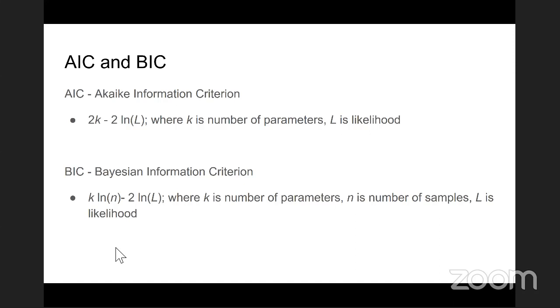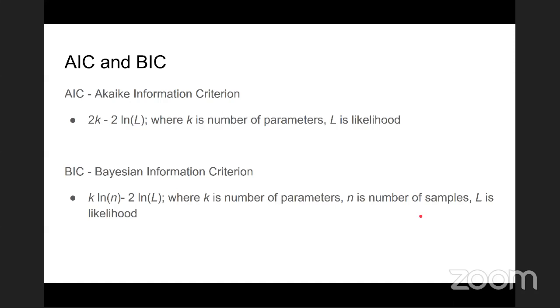There's just a slight change in the formula. So basically, what they look at is the likelihood. The model that gives you good likelihood is the one that has good information, and also it should use fewer parameters or fewer variables. So 2k, where k is your number of parameters, and minus log of L. The only change between AIC and BIC is that instead of k, it is k times log of n, where n is the number of samples.